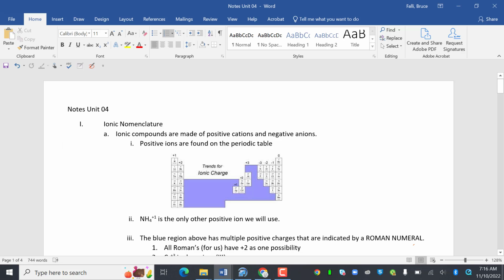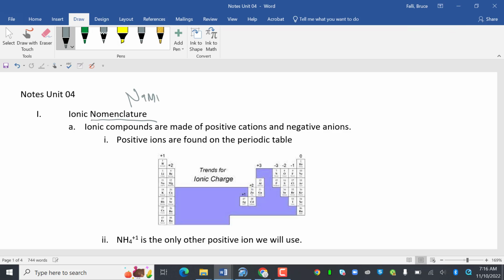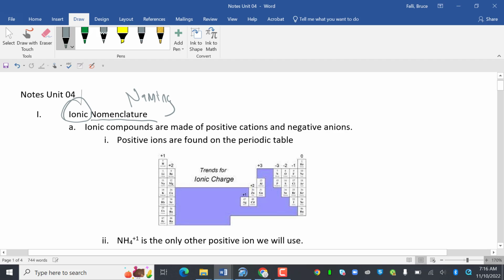Hello, everybody, and welcome to a rarely done podcast on ionic nomenclature. Nomenclature means naming, so we're going to learn how to name the ionic compounds this time. Ionic compounds are made of positive cation ions and negative anions.